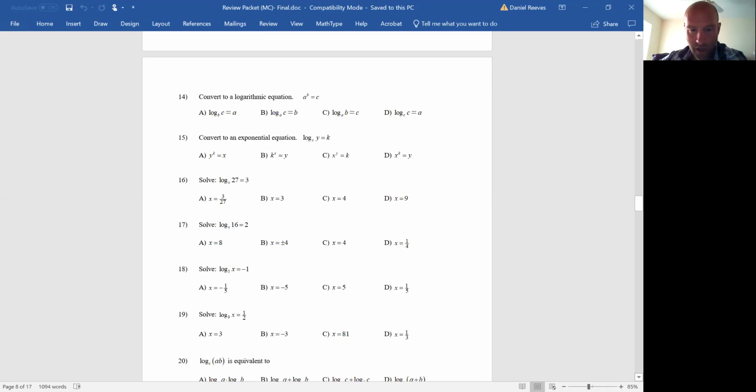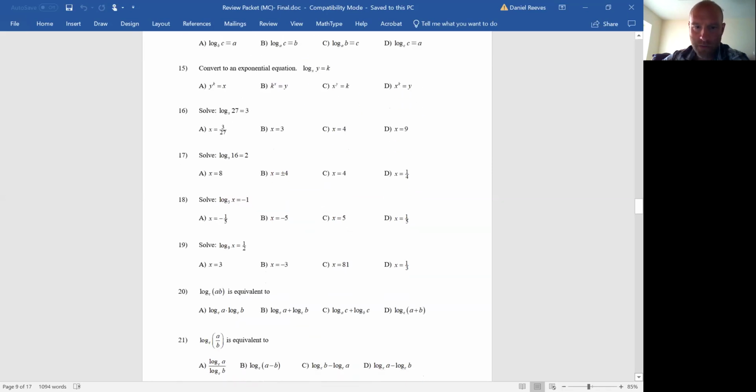Number 20, log base c of AB is equivalent to, all right, this is one of our rules here, which says when the argument is multiplied, you can add the logs. So this is the log base c of A plus the log base c of B, and that is 20B. All right, a few more of these.